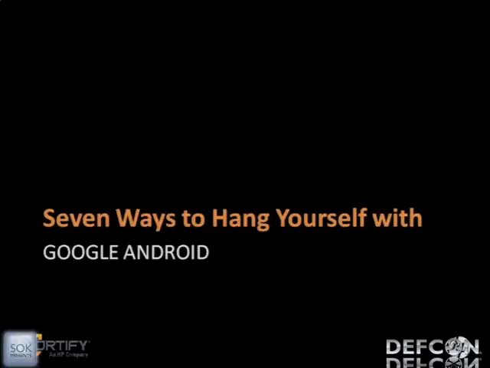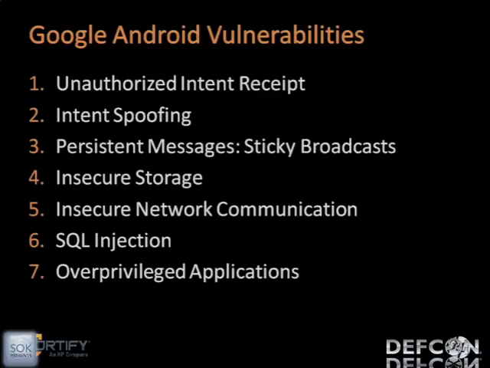So now that I've given you an introduction of Google Android, let's get into the 7 ways to hang yourself with Android. The most common developer mistakes that will make your application vulnerable. I'll be talking about unauthorized intent receipt, intent spoofing, and persistent messages, and these are all communication-related vulnerabilities. And then I'll also be talking about insecure storage. And then Katrina's going to be talking about insecure network communication, SQL injection, and overprivileged applications.